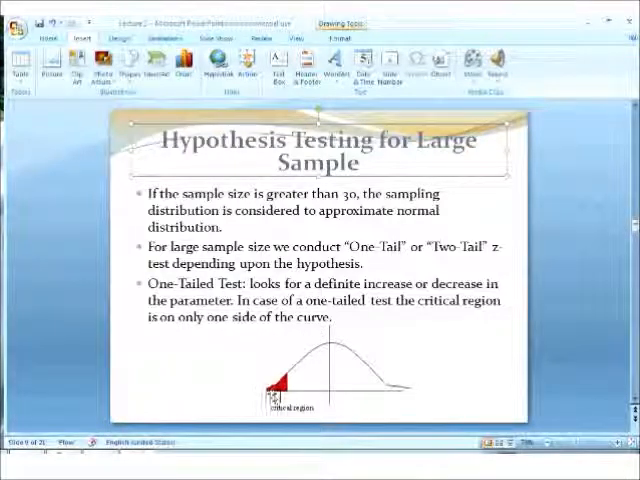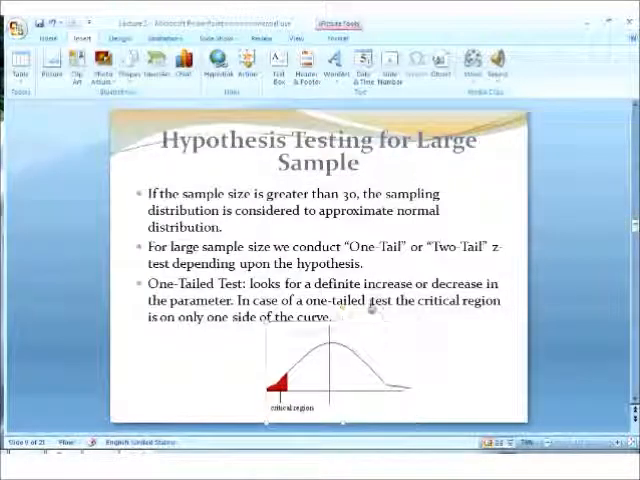Now, what is a one-tail test? See, you are now familiar with this standard normal curve. And this is the critical region. The red one is the critical region. This is the one tail, it has a tail either here or here. So if the z value that you have computed falls within this critical region, then you reject your hypothesis. So a one-tail test looks for a definite increase or decrease in the parameter.